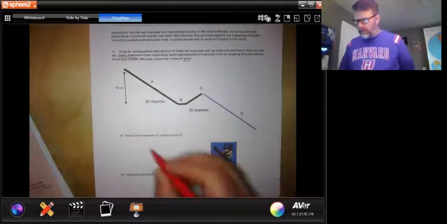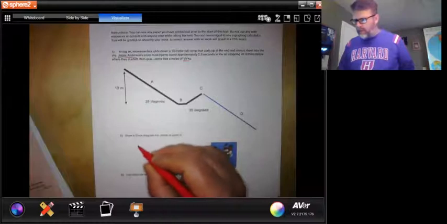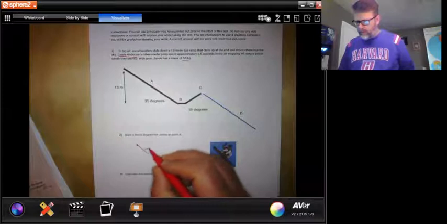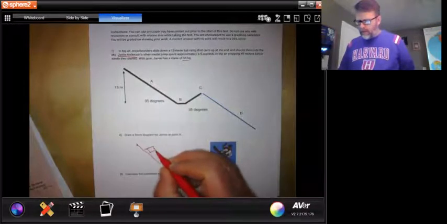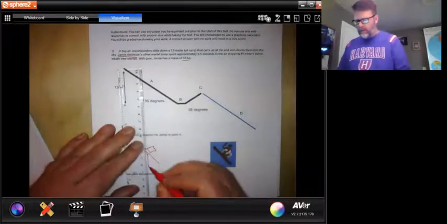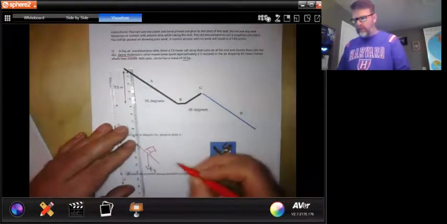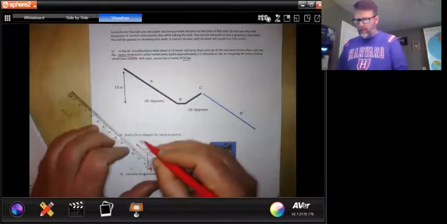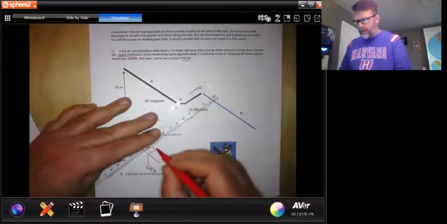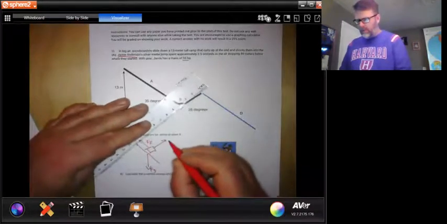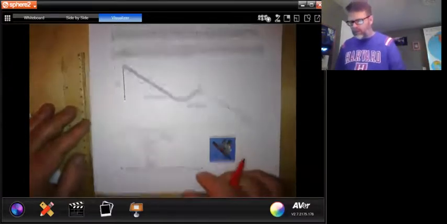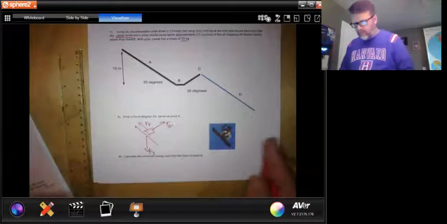So here's Jamie. We can put her at point A here. It's going to look like this. The important things I'm looking for here: force of gravity goes that way. Force of friction opposes motion. And force normal is perpendicular to the surface. Okay, so that is the first one.